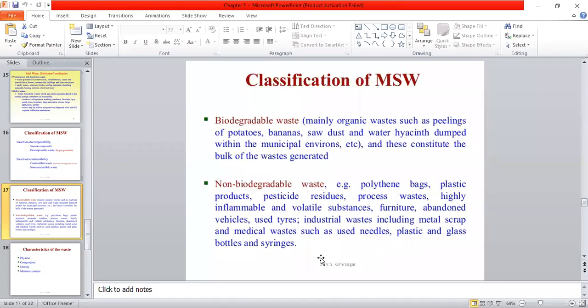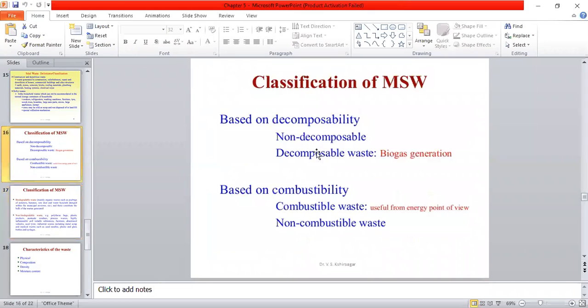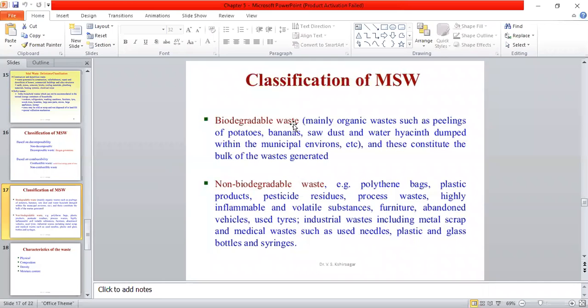I think you are able to imagine what I am saying. So such types are identified in municipal solid waste. Do you able to connect here? Non-decomposable and decomposable. Whatever is mentioned here, biodegradable waste is the decomposable. Non-biodegradable waste is the non-decomposable waste. Okay, shall we move forward?